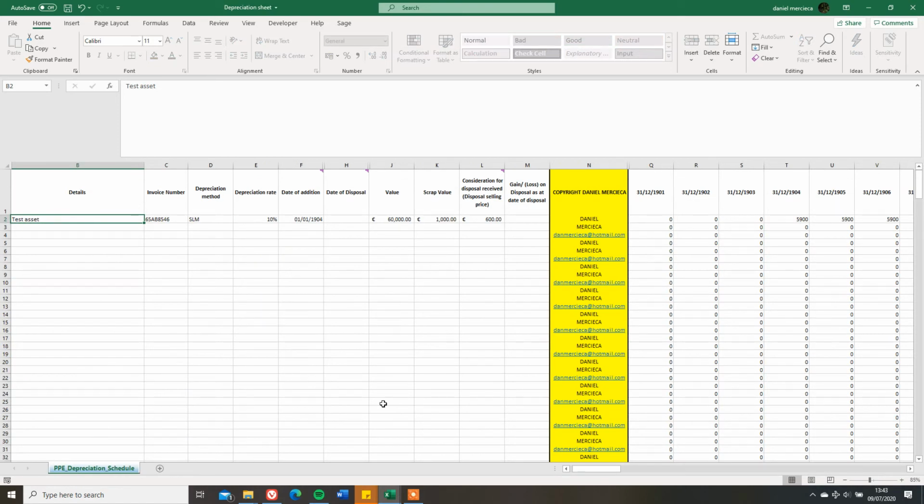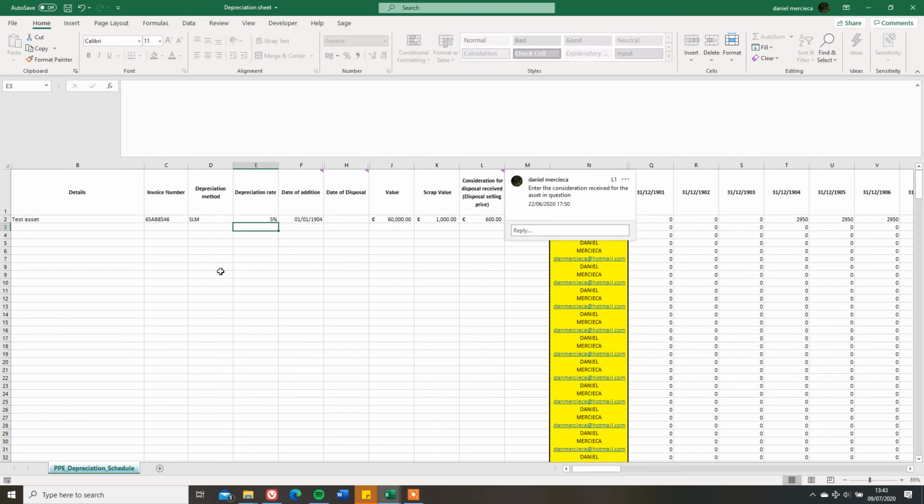Now, what I'd like to show you is this depreciation calculator that I've set up. By using this tool, you won't have to stay manually calculating the depreciation. So, in this case, I have an asset, let's call it test asset, with an invented invoice number 658B8546. I'm going to be choosing the straight line method. I can also choose the reducing balance method of depreciation, but in this case we'll choose straight line method. We'll choose a depreciation rate of 5%.